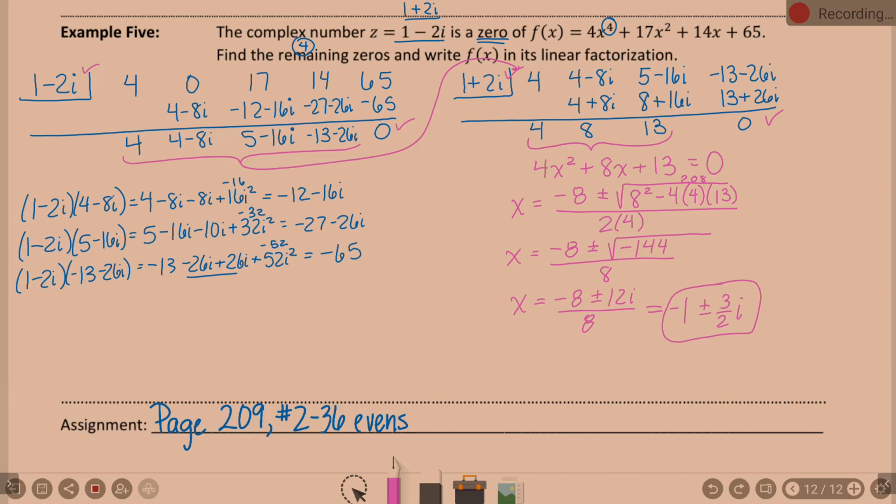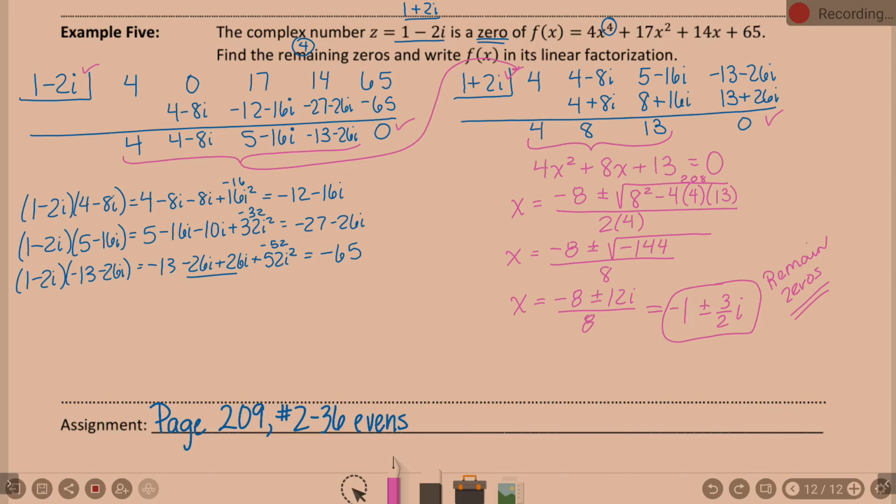Okay, so this right here, your remaining zeros. Do we have 4 zeros now? The one they gave me, the one we knew, which I guess we should say 1 plus 2i. Now, do you have another moment for me?